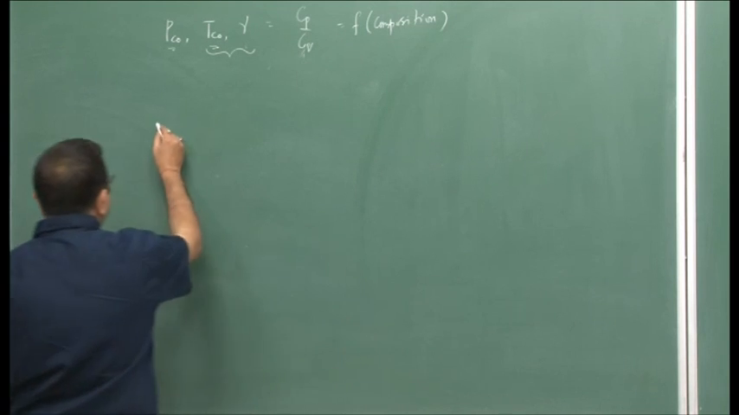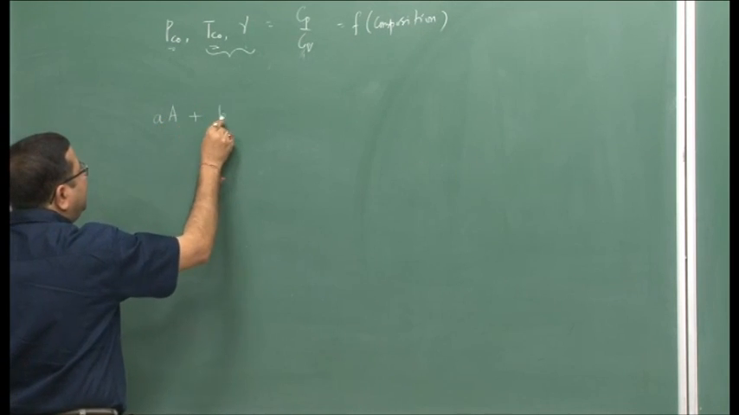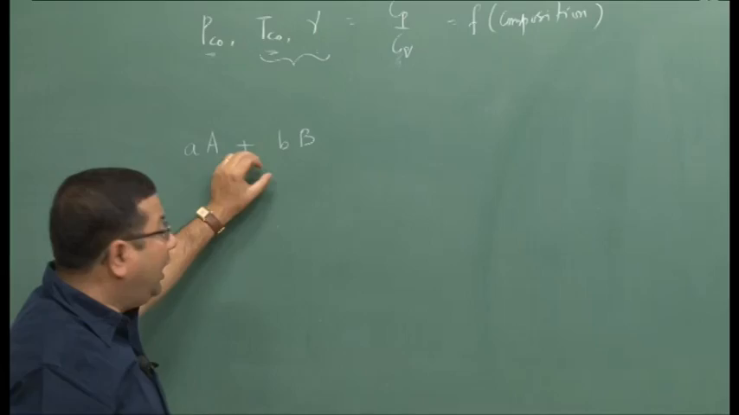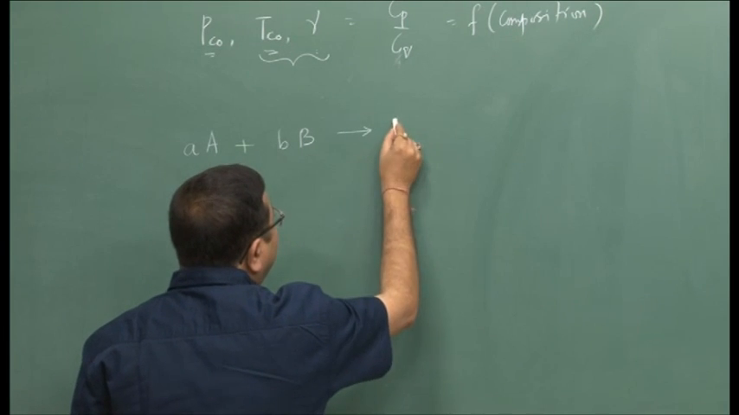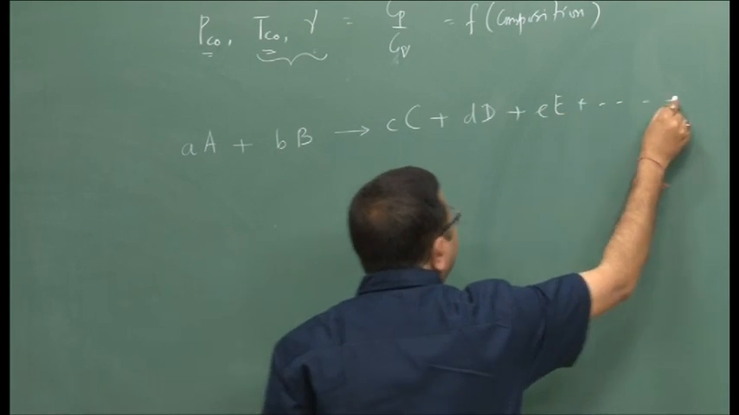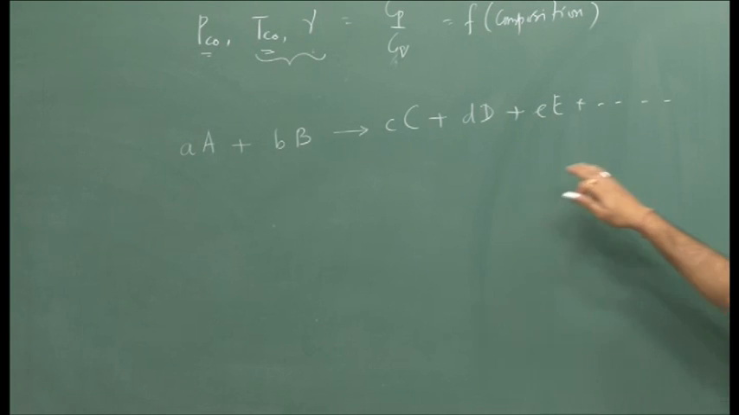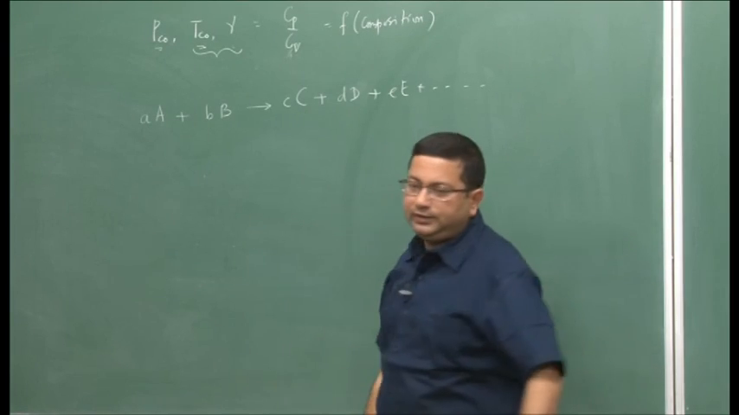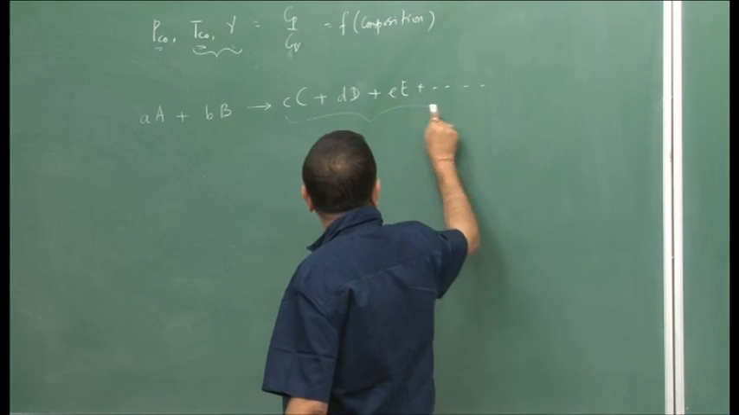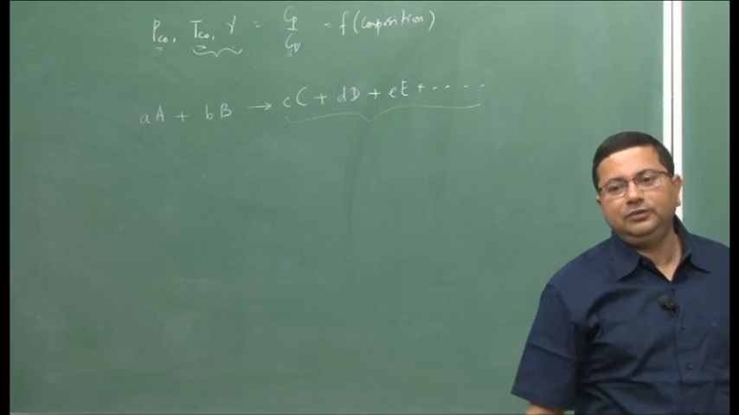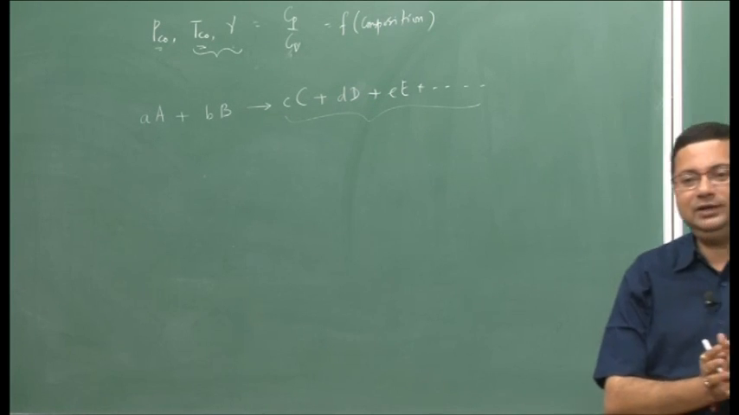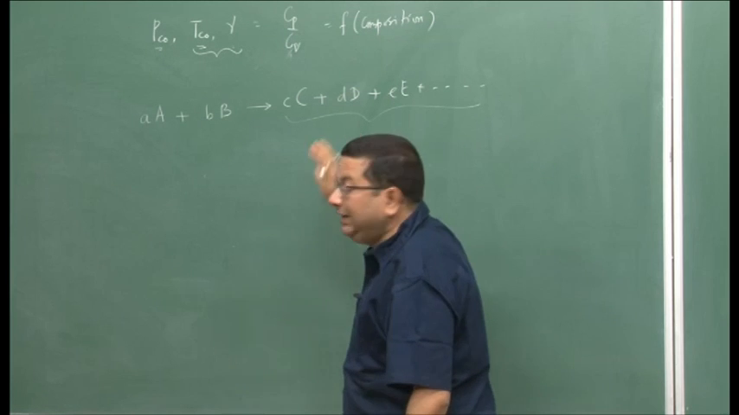So let us say that we have two propellants A and B with certain amount, small a and small b, coming into the combustion chamber, and after the reaction we get something like this, etcetera. So we have various products, after the reaction we get these products. Now the composition means that we need to know this. What is the final distribution of the product? That is, what are the products we need to know, and how much of these products are present in the resultant mixture also we need to know.